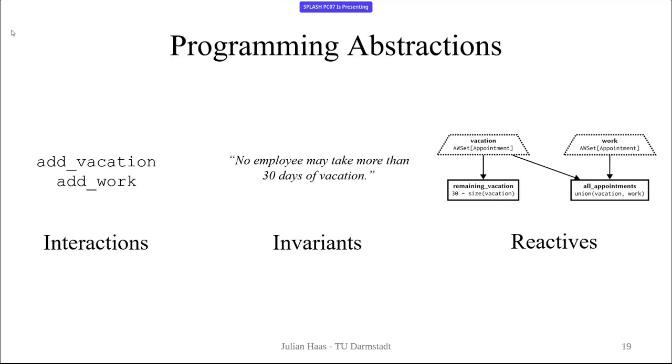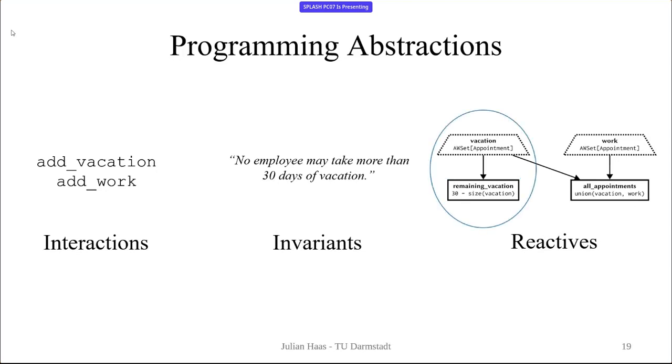And this also greatly helps our verification goals, because these reactors tie together the first two components. So they tell us how interactions and invariants relate. If you think about this invariant here, then we can specify it without needing to reason about the whole structure of the application. All we need to know is that we care about the remaining vacation. So I can specify this invariant without knowing what this graph looks like. All I know is that I care about this remaining vacation node down there.